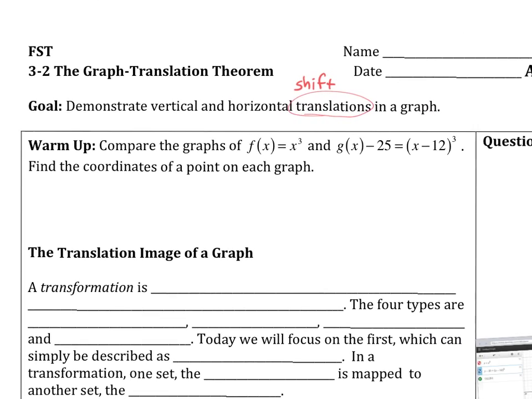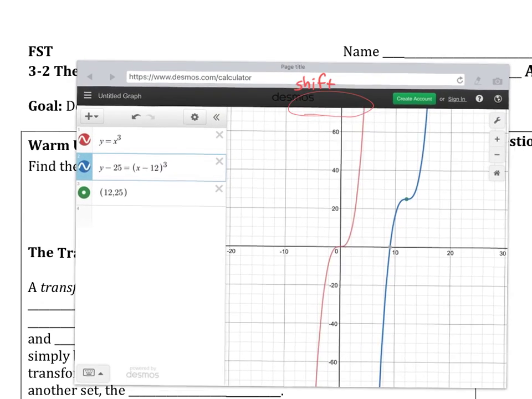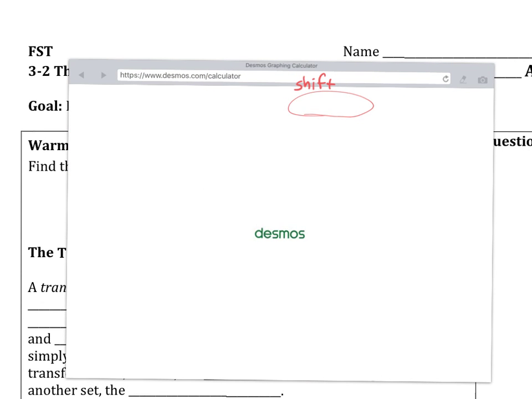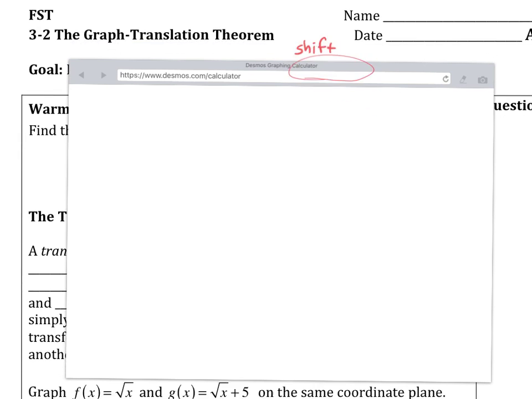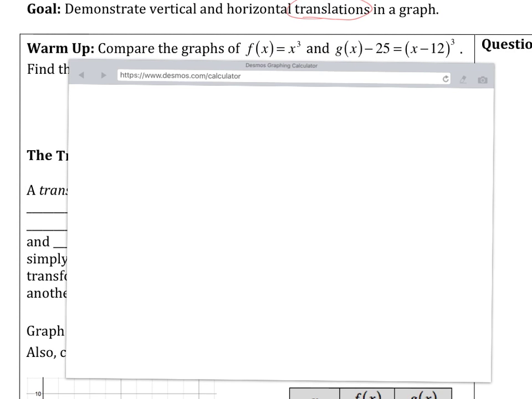Okay, so let's compare the graphs here. How are we going to do that? Well, I'm going to pull out my handy-dandy graphing calculator. Okay, so here I am, and I need to know what my functions are. So first off, I have y equals x cubed. Sorry, that should be an x. And the next one is y minus 25 is equal to x minus 12, all cubed.